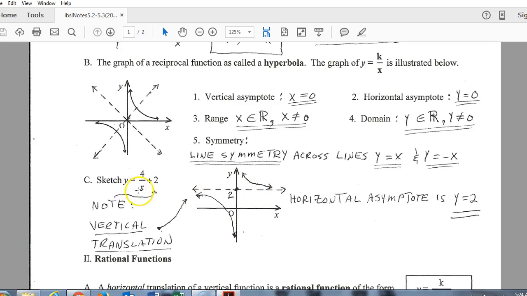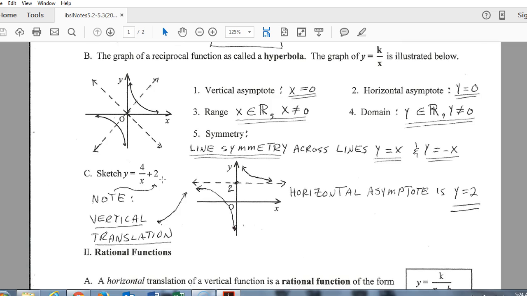Remember, anything that is attached to x is going to affect your graph left and right. If it is not attached to x, if it is out here by itself, then it's going to affect your graph up and down. So just remember, that's a basic rule from what we did earlier this year with translations.